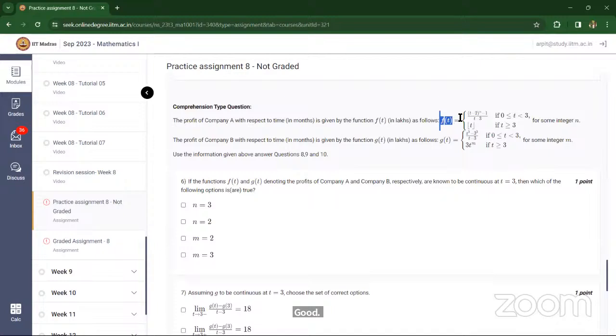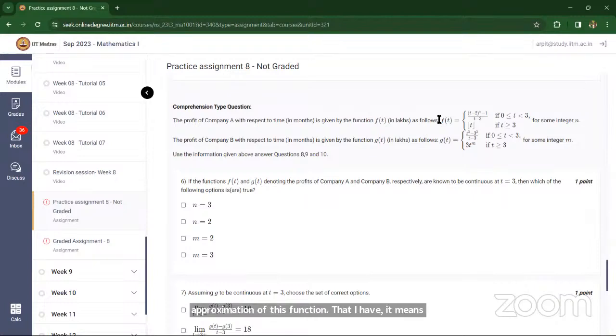Yes, sir, I think the profit of a given company with respect to time is given by a function f(t). Basically, you have to find the linear approximation of this function, which means the tangent line itself. So what's the issue here?